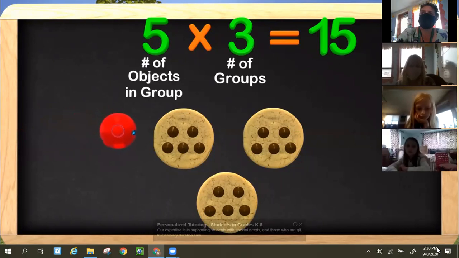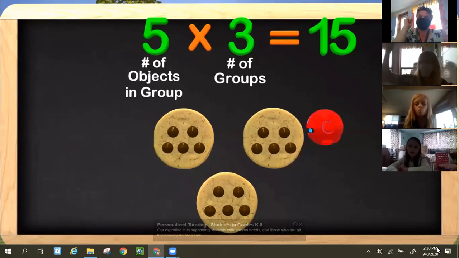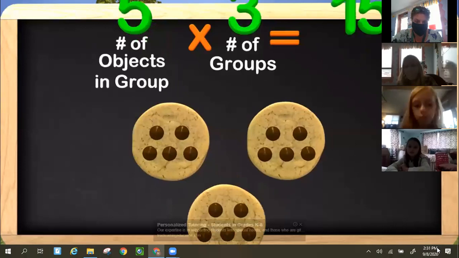Well, let's do that, but let's do it by skip counting by 5s. Ready? We start counting with this cookie. 5, 10, 15. 15. Great job using your fingers. We still get the same answer if we switch it around. Let's try a new problem.